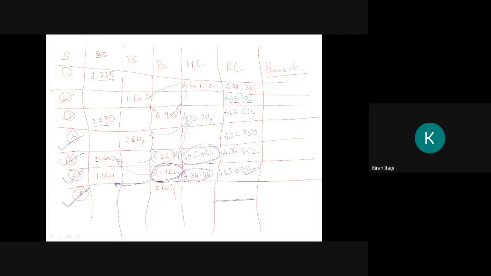How will you do it? Height of the instrument minus foresight. So that is 434.116 minus 2.684. How much is it? 431.432. Very good. So I hope you all understood how to determine the RLs.